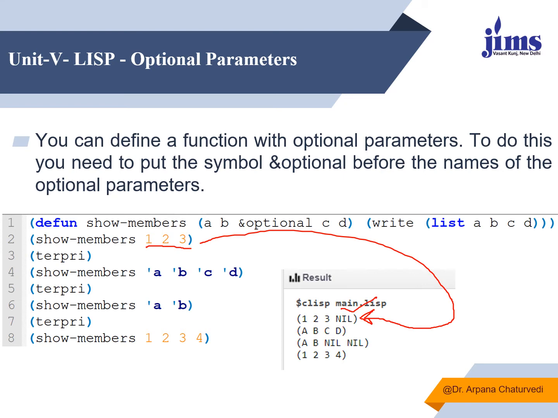Now TERPRI means terminate and print. So after terminating, it will print a blank line, an empty line, in which it will print the output. It will take my cursor to the next line, terminate, and take my cursor to the new line. Now I am saying show members. I have passed 4 arguments A, B, C, D.